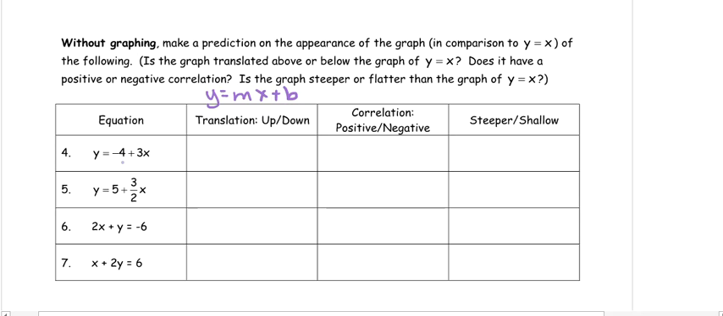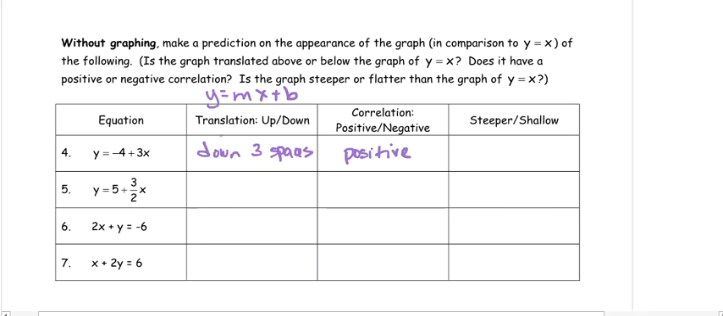So what is b over here? B is negative 4. And this is telling you that the graph is going to go down 4 spaces, because it's a negative. Correlation, positive or negative? It's positive because the actual slope is positive.